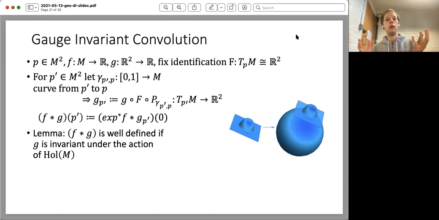But of course, you see, we made a choice here. We chose this curve gamma, which connects P prime and P, and this expression is only well defined if the map G that we began with is invariant under the action of the holonomy group, which is a fun exercise to do, because if you choose another curve, gamma prime or something like that, then the two different parallel transports exactly differ by an element of your holonomy group. So that's why it's called gauge invariant convolution. You can't convolve everything, you must restrict yourself to these nice functions G.